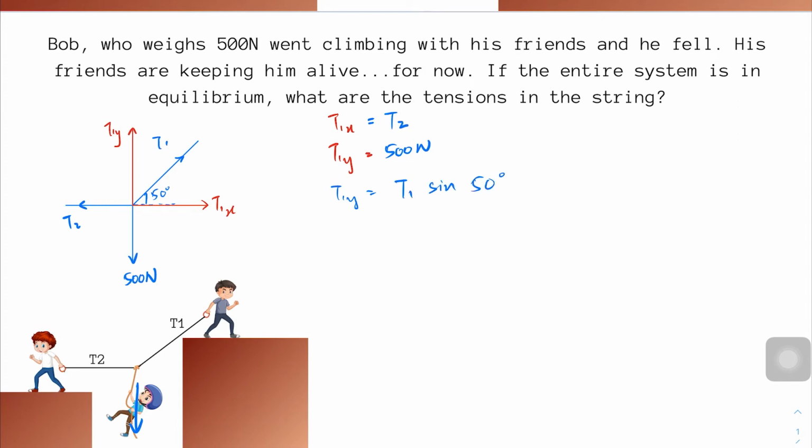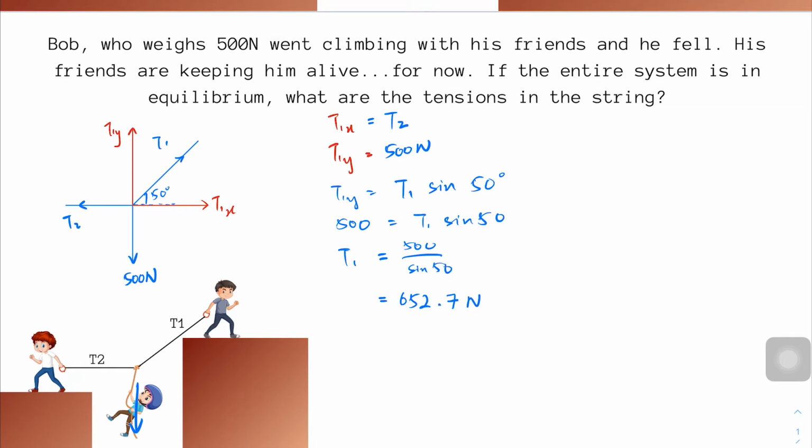From here, based on this equation, 500 newtons is equal to T1 sine 50, and so T1 is equal to 500 divided by sine 50, and this should give me 652.7 newtons.